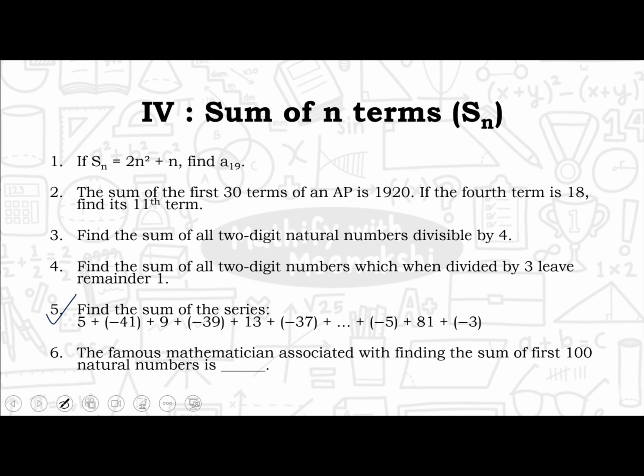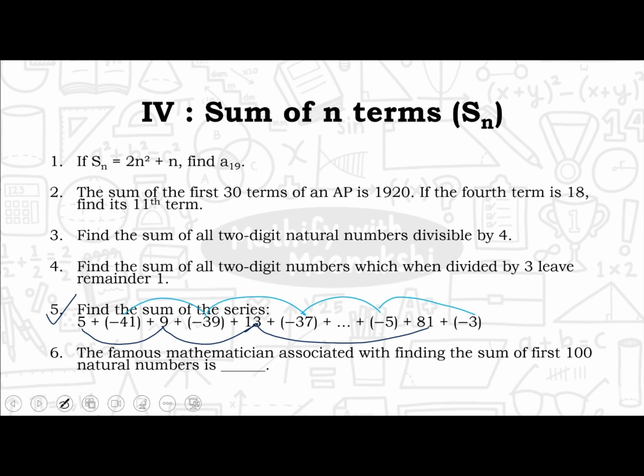If you will see carefully, you can divide question 5 in two APs. One alternate one, positive ones, you can say 5, 9, 13, and so on. Last is 81. And one, you can say negative ones, minus 41, minus 39, minus 37, and so on, and last is minus 3. So let's do it. First, we'll find the sum separately and then we'll add to get the final sum.